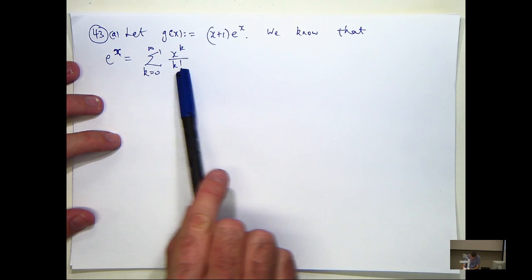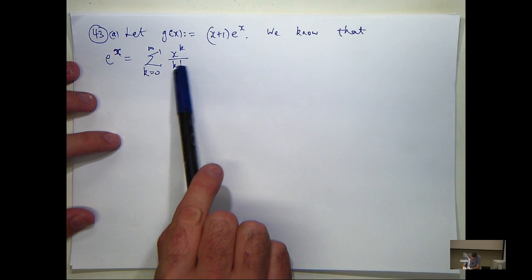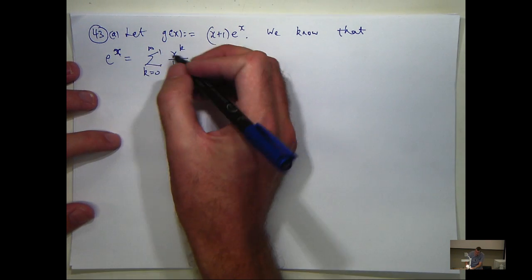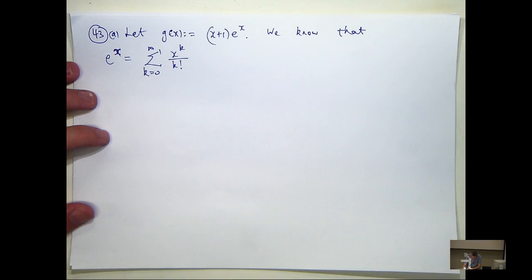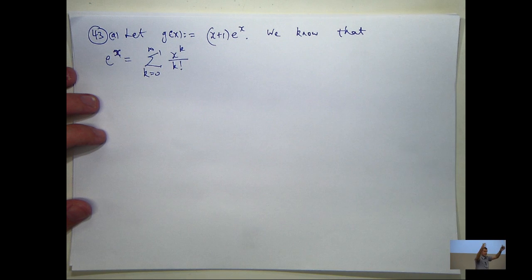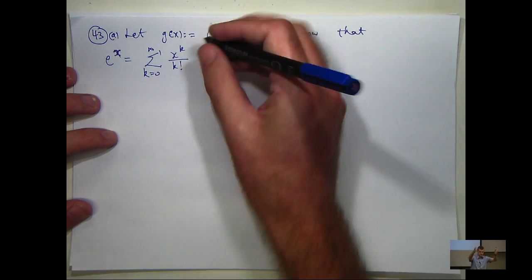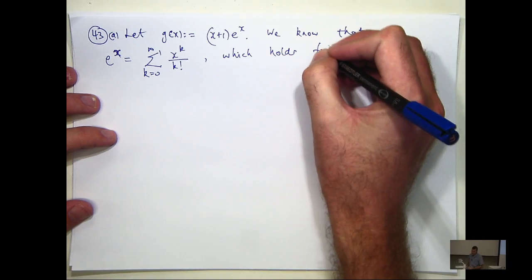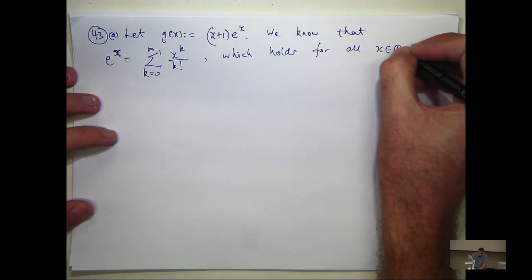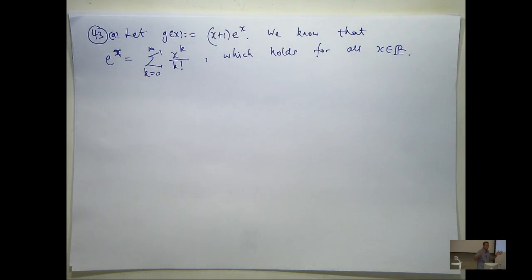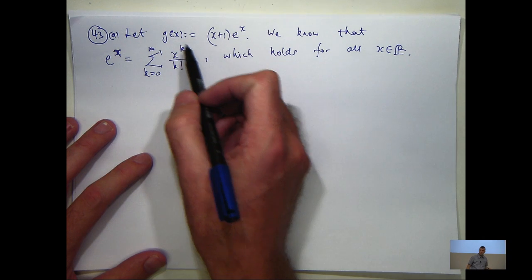Now, I've made a bit of a claim here that this function and this series are equal. But for what x values do we actually have equality here? For what x values does this series converge to this function? Anyone know? Well, all values of x, right? So you can verify that by using the ratio test.